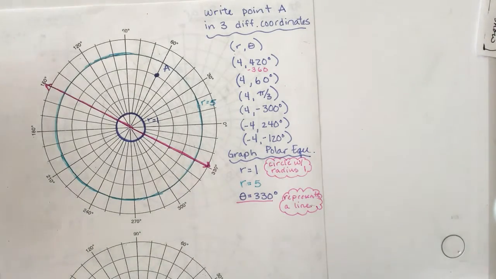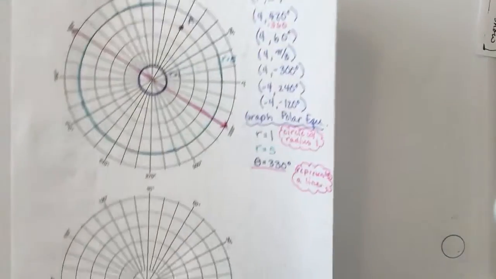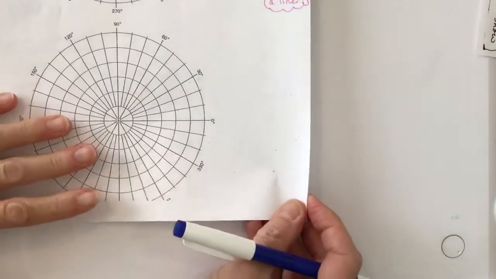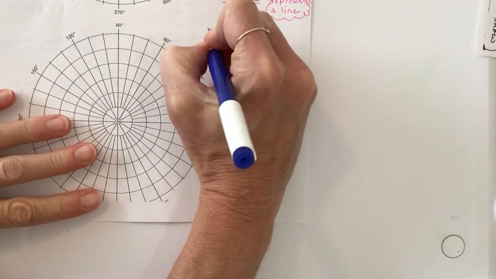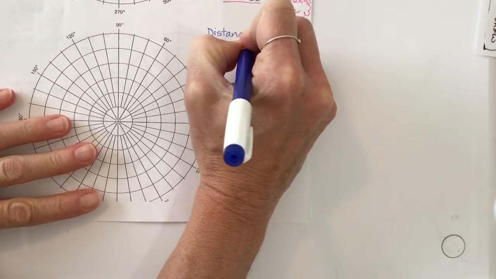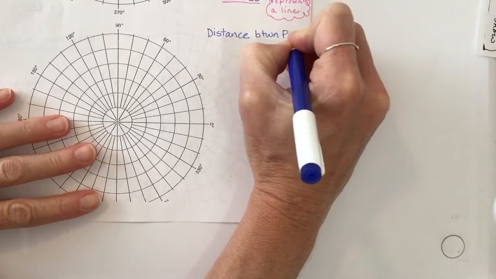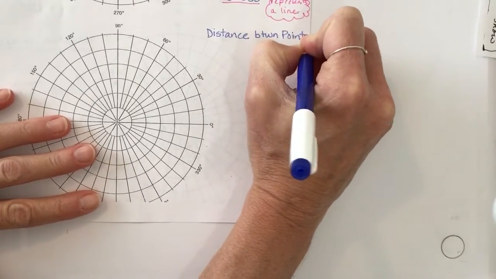Okay, the last thing we're going to study today is how to find the distance between two points in polar. So it's a little bit more complicated. It's kind of like the distance formula, I suppose, in Cartesian. And I think you're going to like it. I think it's kind of cool.